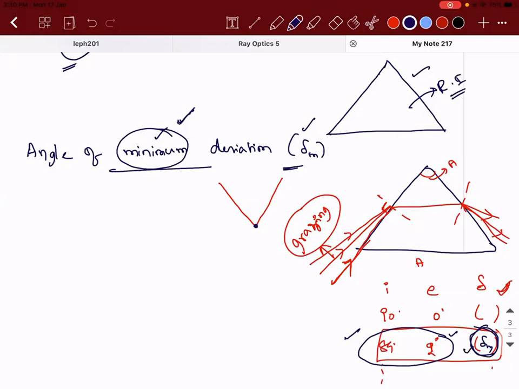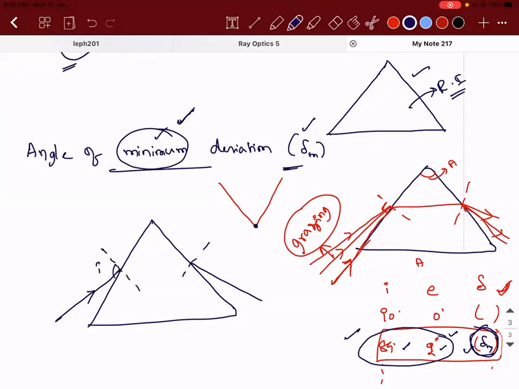So in that least value scenario, what will happen? The angle of incidence will be equal to the angle of emergence. If I have to represent it diagrammatically, if I take this as a prism, what is going to happen is the angle of incidence and angle of emergence will be the same, and this refracted ray is there, right? In this scenario, this refracted ray will be exactly parallel to the base.